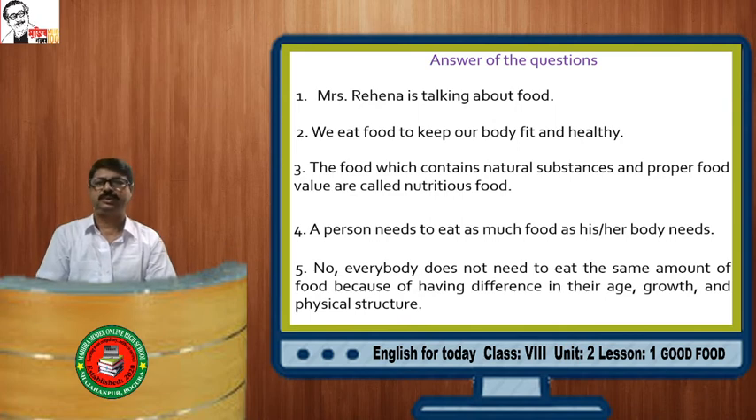The answer of the question number 4 is a person needs to eat as much food as his or her body needs. And the answer of the last question is no. Everybody does not need to eat the same amount of food because of having difference in their age, growth, and physical structure.